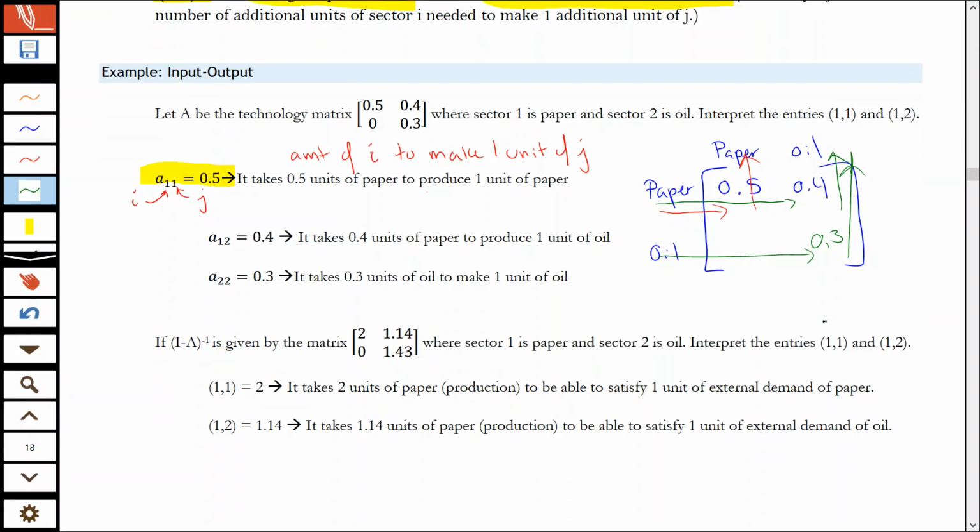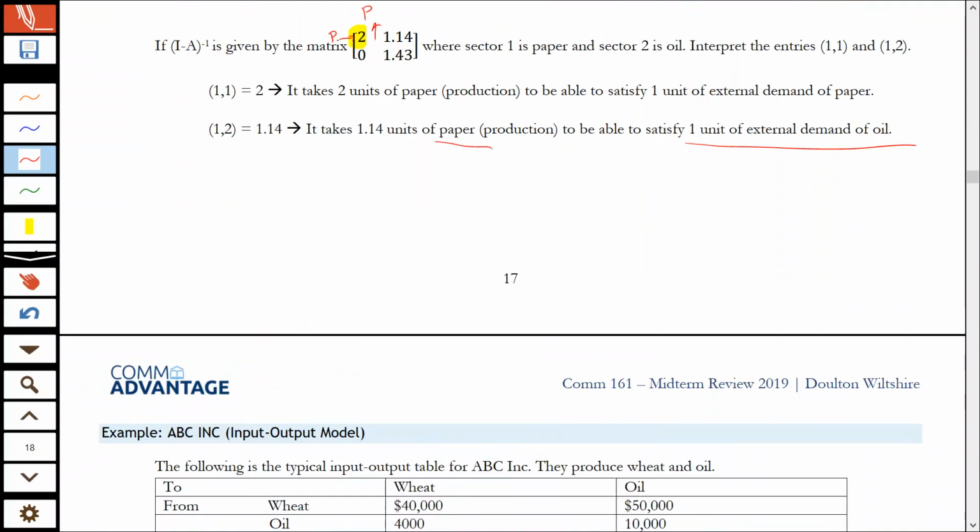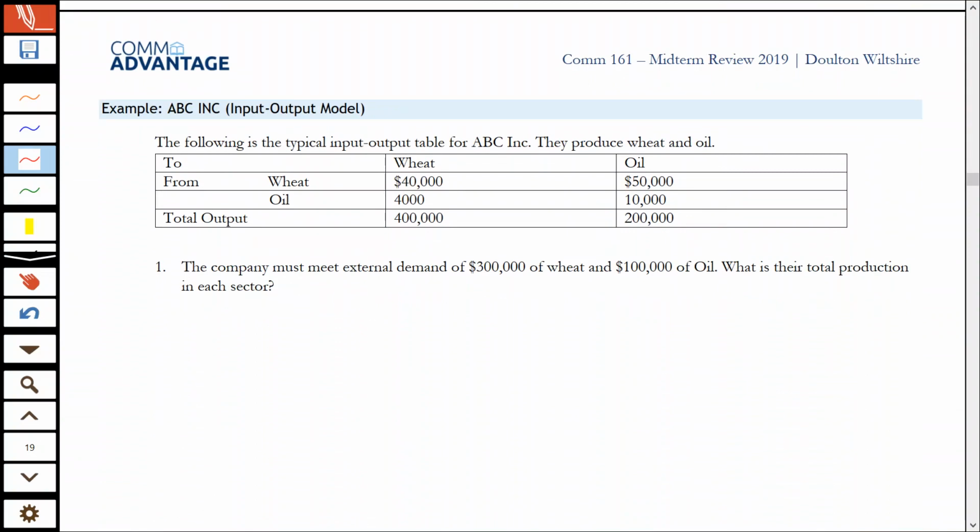If we have I minus A inverse, well then this is telling us how much of the product is going to be needed in terms of production to satisfy external demand. So again, we're still dealing with the sectors of paper and oil. So that sector 2, that number 2 there in entry 1.1, that's the amount of paper it takes not to produce a unit of paper, but to send a unit of paper externally. Entry 1.2, the 1.14, that's the fact that it takes 1.14 units of paper in order to send 1 unit of oil externally.